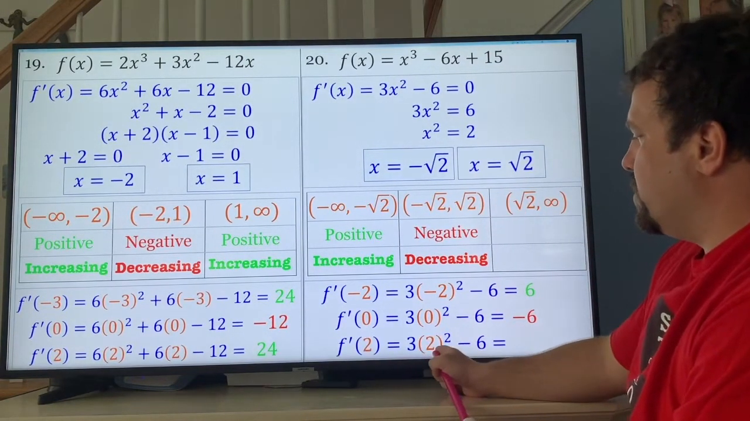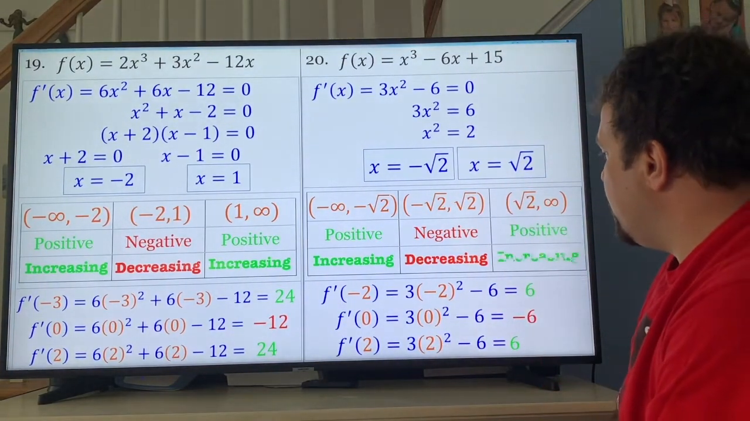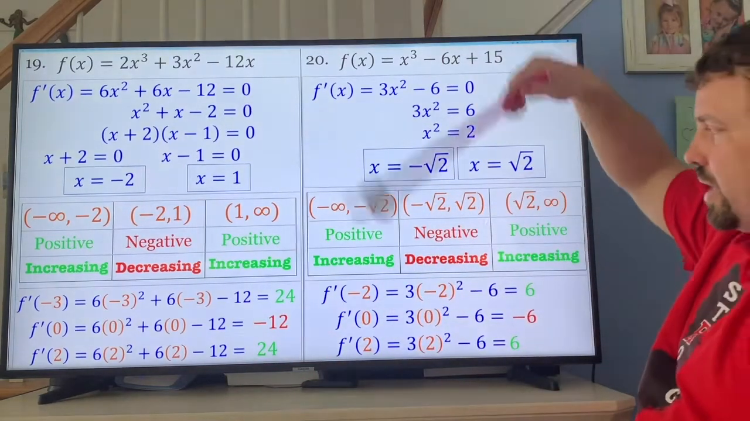What do we want to pick here? 2. 2 times 4, 3 times 4 is 12. Minus 6 is 6. Positive number, increasing. So our graph goes up, down, up.